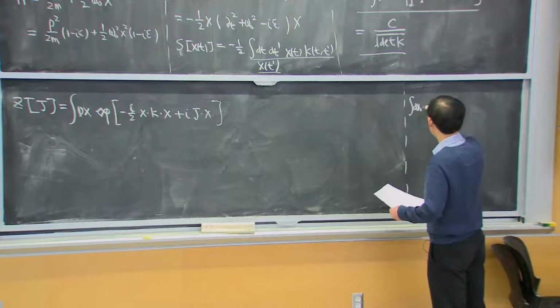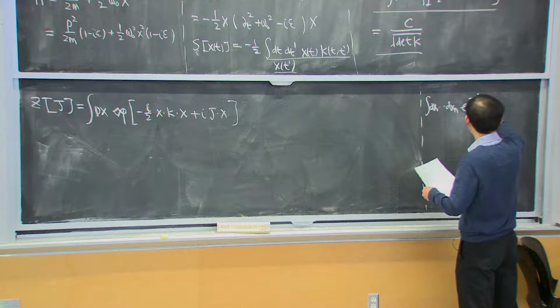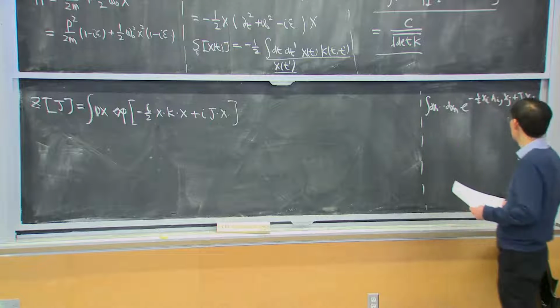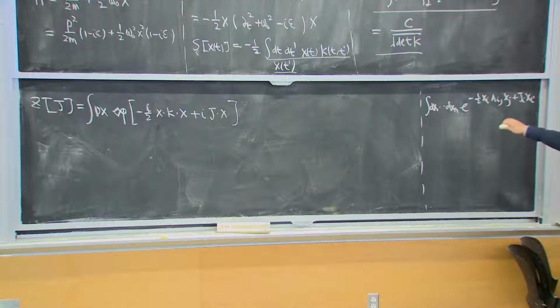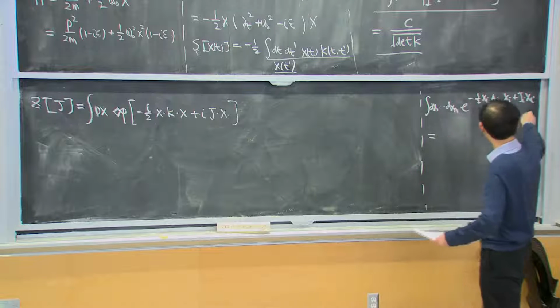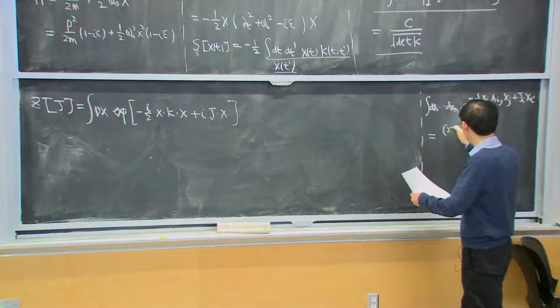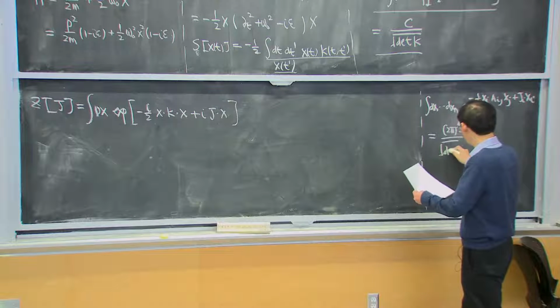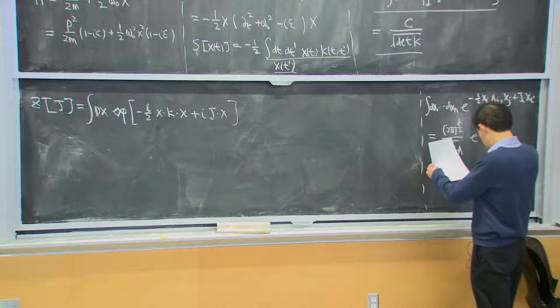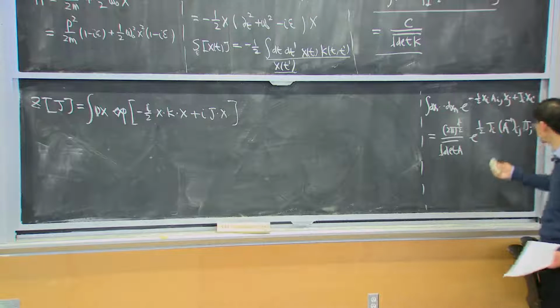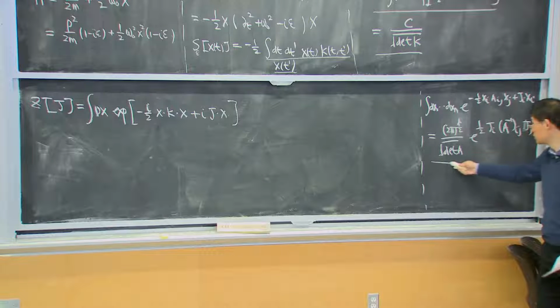If you have the integral dx1 through dxn of exponential of minus 1/2 x_i A_ij x_j plus J_i x_i, we know how to compute it. You can complete the square, and after you complete the square you just get the original Gaussian integral. So what you get is (2 pi)^(n/2) over the square root of determinant A, and then the additional term from completing the square, J_i A^(-1)_ij J_j. This comes from doing the Gaussian integral.